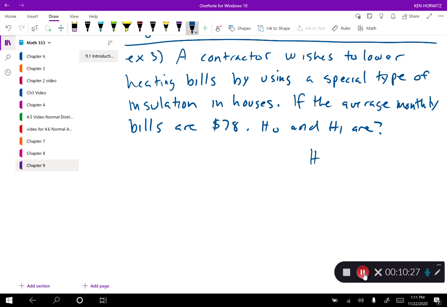So the null would be, okay, so the alternative, again, that the average would go down. So if the average is going to go down, I'll say the average is less than 78. And my null would be the average would be greater than or equal to 78. Once again, so I have all my bases covered.